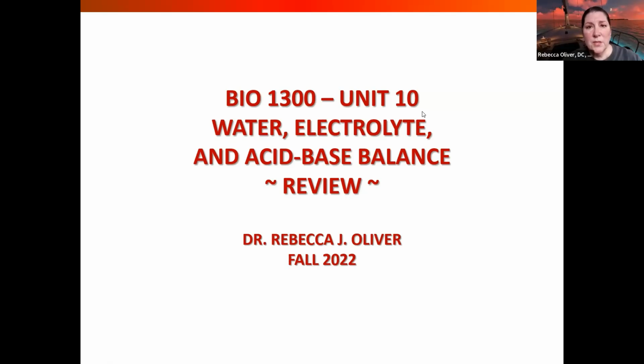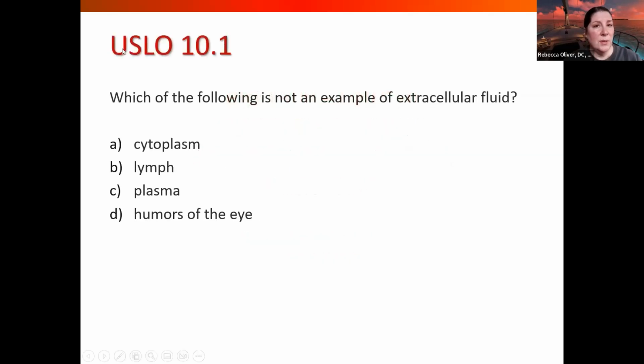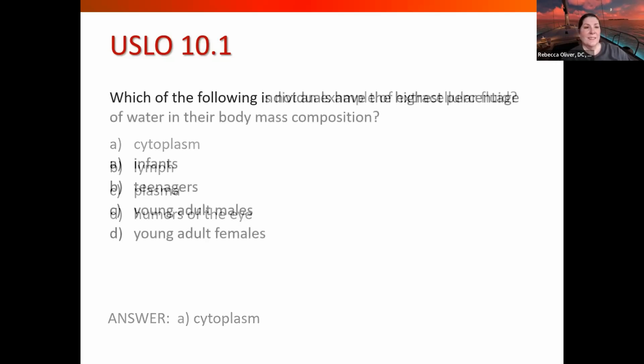All right. So the Unit 10 clicker questions. Let's get started with this. Here we go from section 10.1. Which of the following is not an example of extracellular fluid? So we're looking for fluid outside the cells. Well, cytoplasm is inside the cell, so most likely it's going to be cytoplasm. Cytoplasm is intracellular fluid.